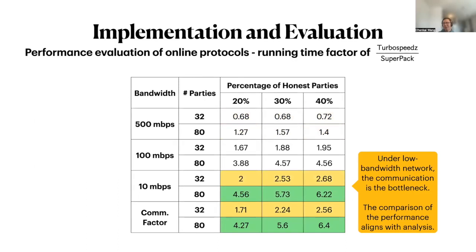Under the low bandwidth network, the communication becomes the bottleneck. And in this case, the comparison of the performance aligns with our analysis of the communication factor, because the performance is restricted by the overhead on the communication, and the SuperPack does have the advantage on the communication overhead.